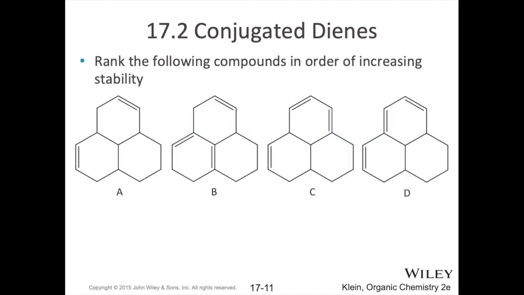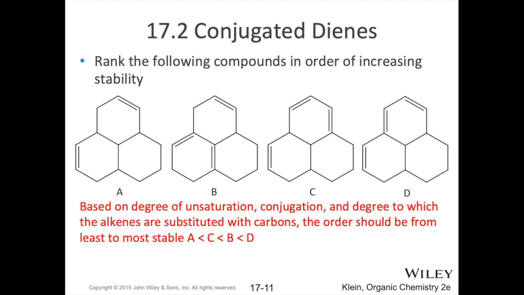Okay, so with that in mind, let's see if we can organize these in order of stability. So we've seen that conjugating pi bonds increases stability. So let's see if we can rank these. So pause this video and take a second and try and rank these out. Okay, so if you're back with us, here are the answers.